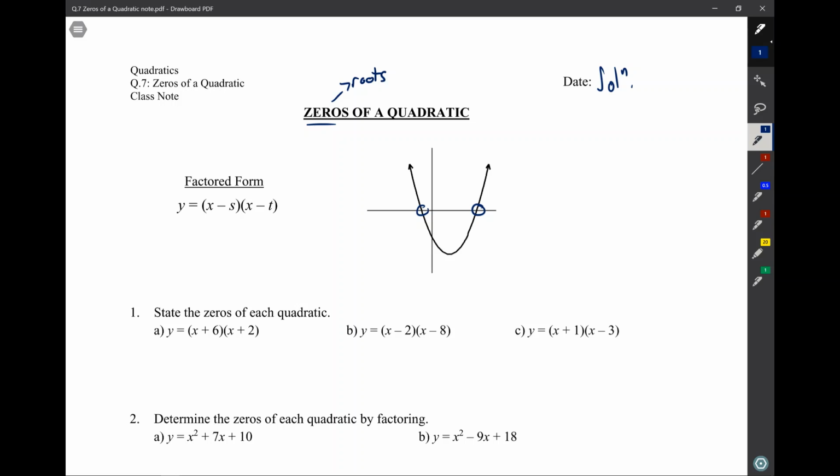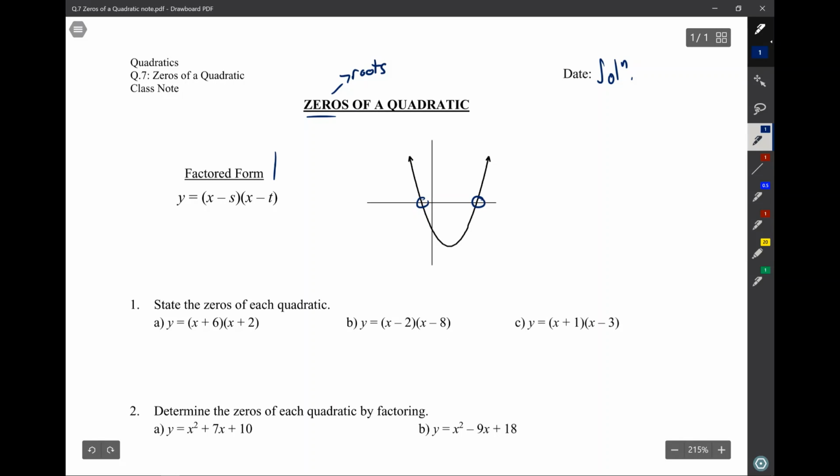Now we've spent the last couple days working to put our equations of quadratics into what we call factored form. It looks something like this. In this form we can write it out as x minus s and x minus t, where s and t are the two values here and here. Oops. They are the two values of x where we could get y to equal 0. So you'll see what I mean in a moment.